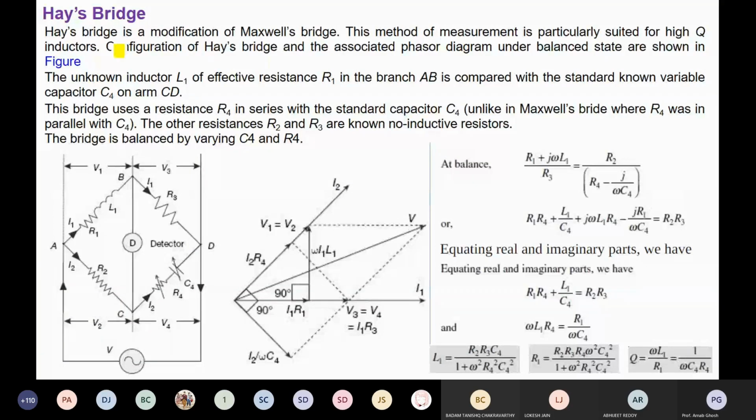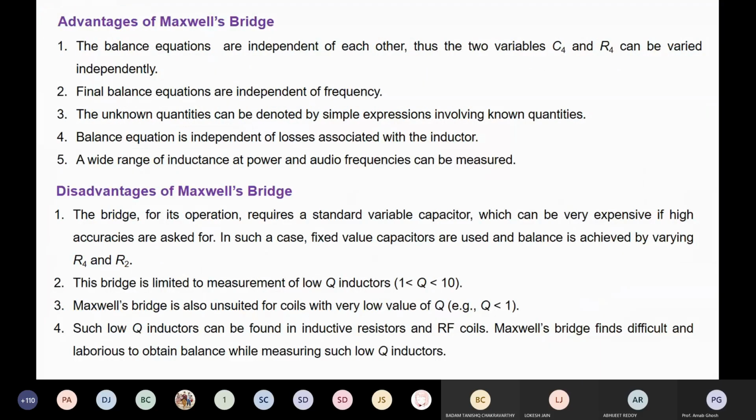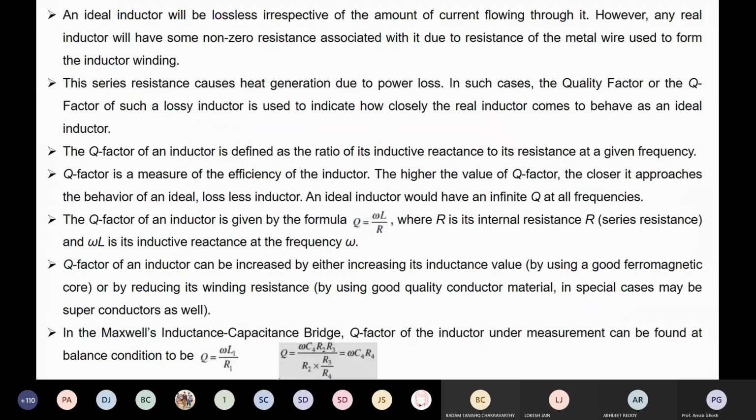It's your AB branch, that means it's your Z1. Compared with the standard known variable capacitor, it is C4 on the arm of CD. So it is your C4 arm of CD. What is this bridge used for? It is for high Q inductors. It is much more suitable for high Q measurement.